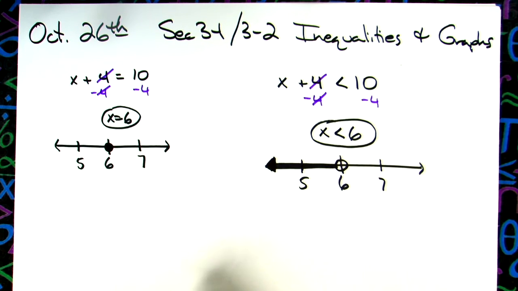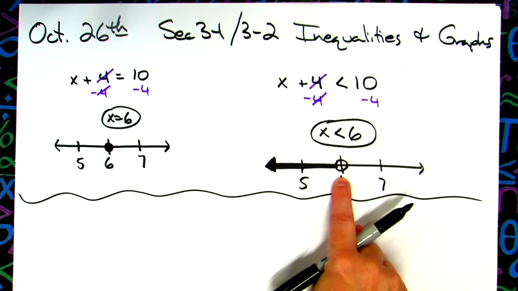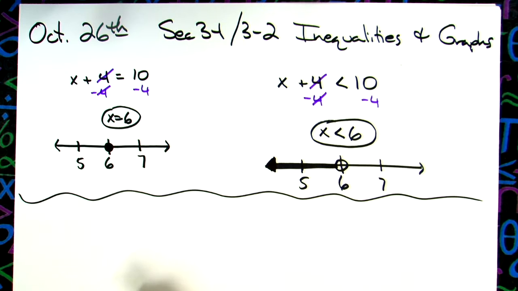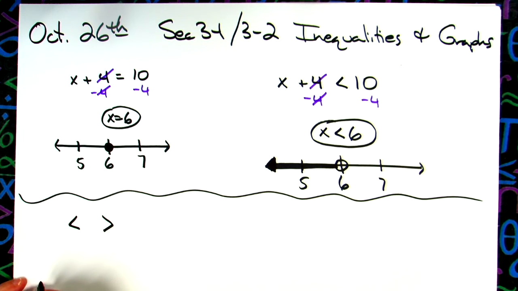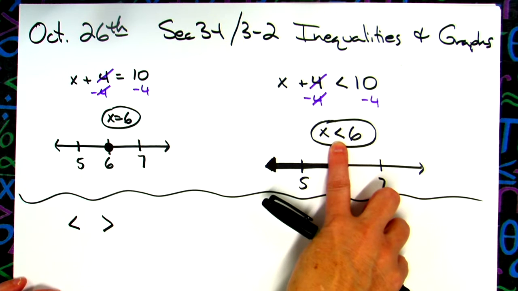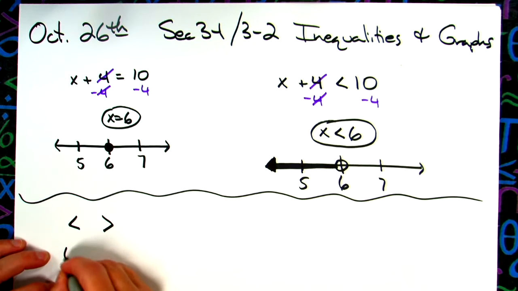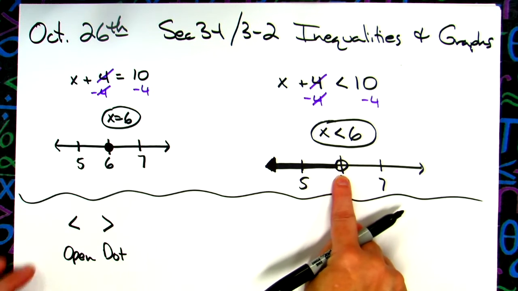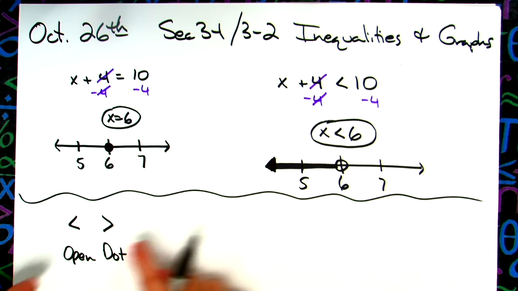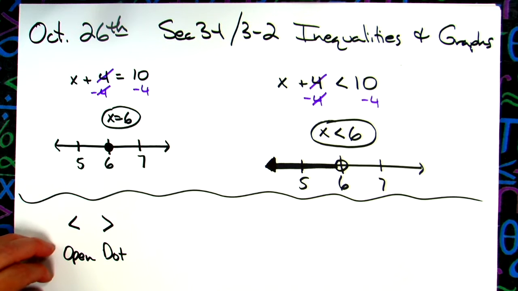Now, some general information. I'm going to give you a way to decide what type of dot it is. If it is a less than or a greater than symbol, which we had here, was less than, it means we're never going to include the number, so it's always going to be an open dot. We're going to put an open dot on the number, because it's just a plain less than or greater than, so you're going to want to memorize that.